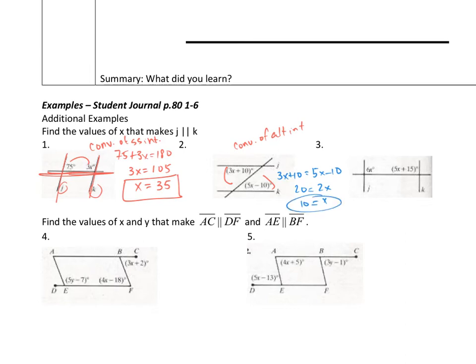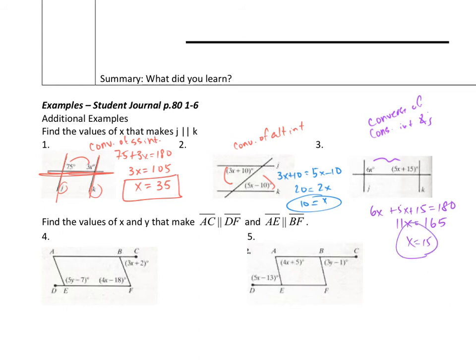All right, and then on the next one, let's take a look. Again, these are consecutive, so this is the converse of consecutive interior angles. So this means that 6x plus 5x plus 15 must equal 180. So 11x here would equal 165, which would mean x would be 15.